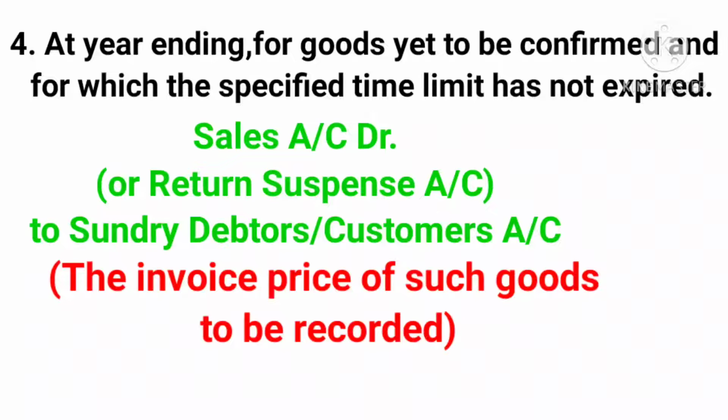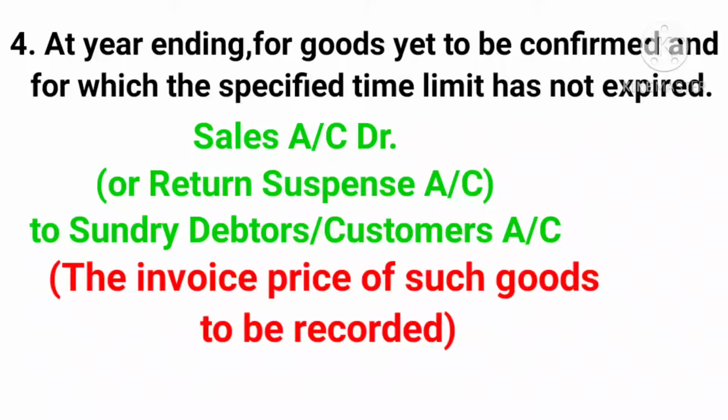Now we see what type of adjustment entries are made by the sellers before closing of the financial year. So let me read number 4. At year ending, for goods yet to be confirmed and for which the specified time limit has not expired, the seller passes the journal entry as sales account debit or return suspense account debit to sundry debtors or customer account. The invoice price of such goods to be recorded.